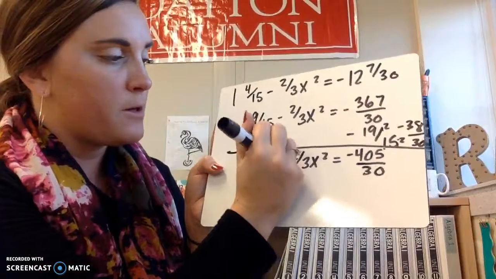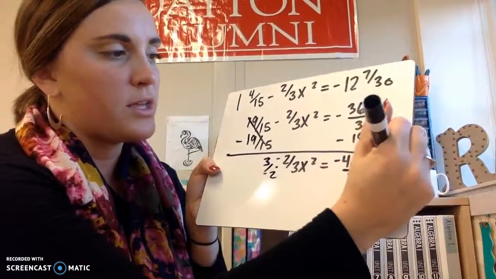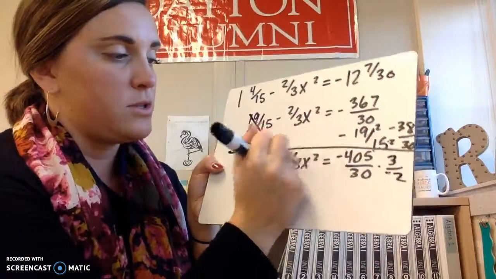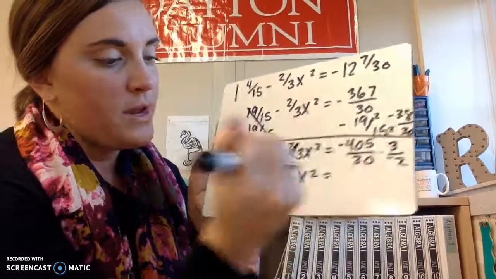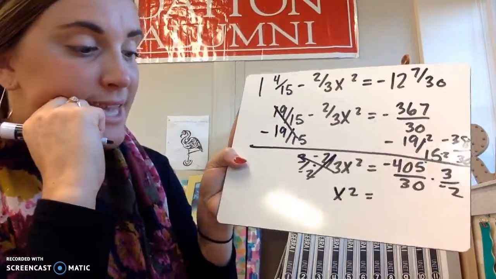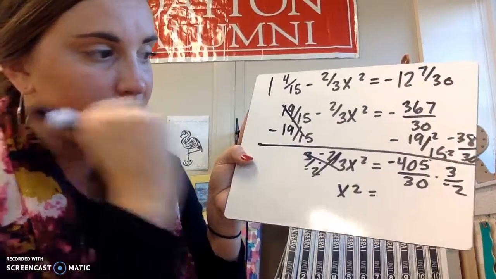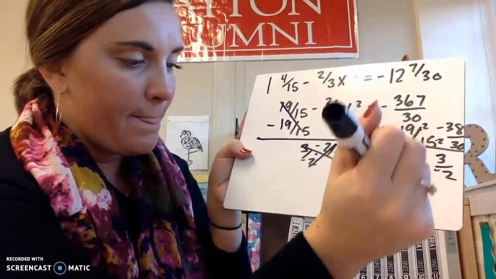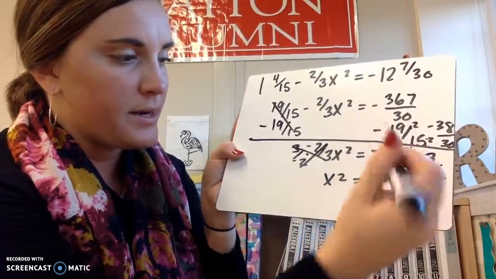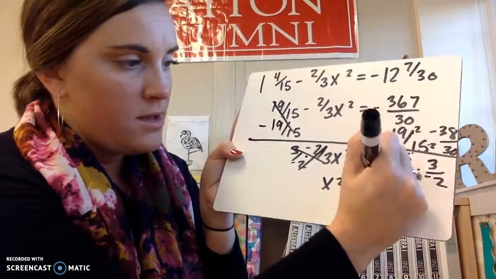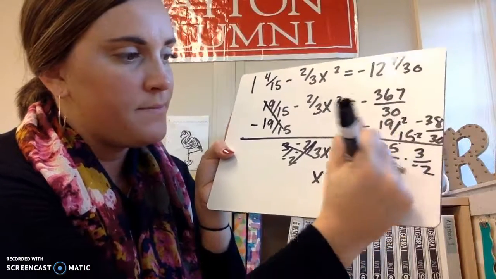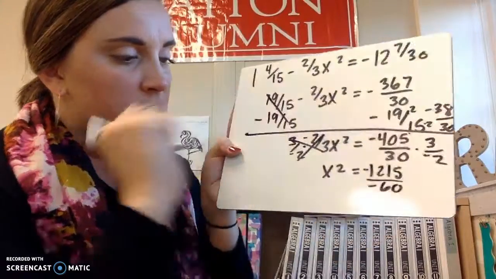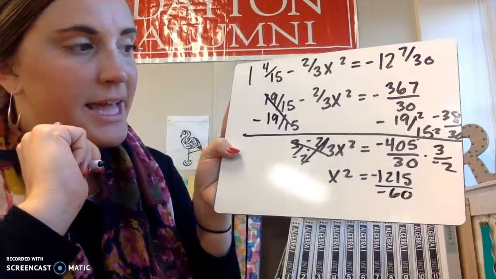Multiply by the reciprocal, so 3 over negative 2 on each side. Told you it was a tricky one. Negative 405 times negative 3. Actually, I guess I have mine with the denominator. Times positive 3. I'll say negative 1215 over negative 60. So that negative on the top and the bottom are going to cancel out.